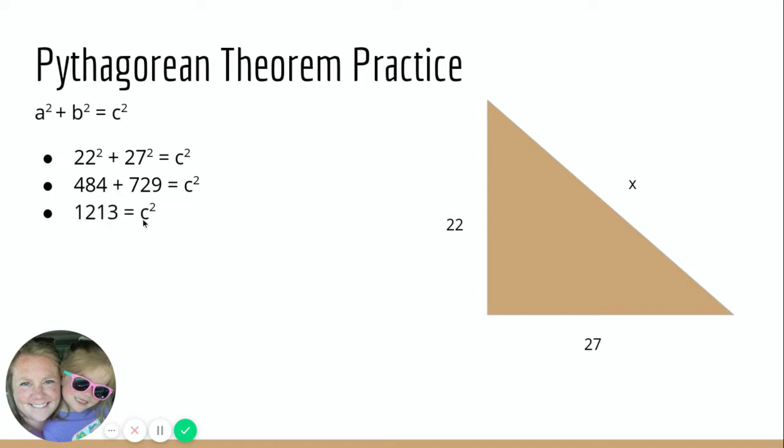That's C squared. But since I'm looking for this side, remember that's just C, not C squared. So to get C and not C squared, you're going to take the square root of 1,213. That is the inverse of squaring something, so that button should be close to the squared one on your calculator. And the square root of 1213 is 34.8. So this missing side right here is 34.8.